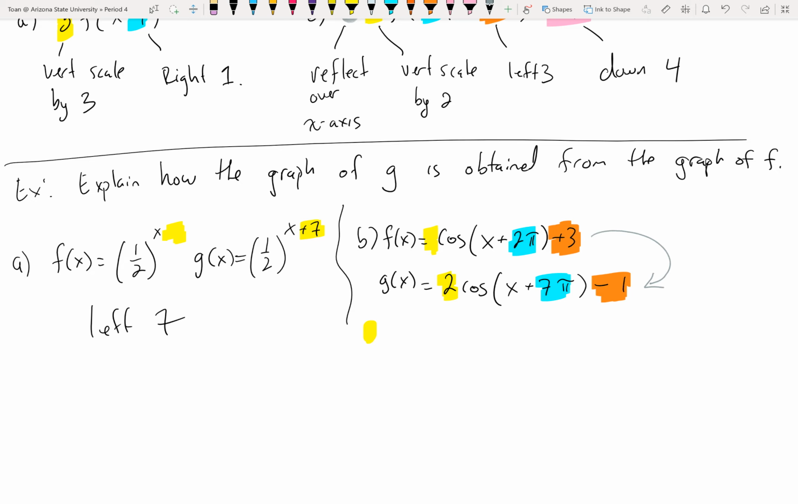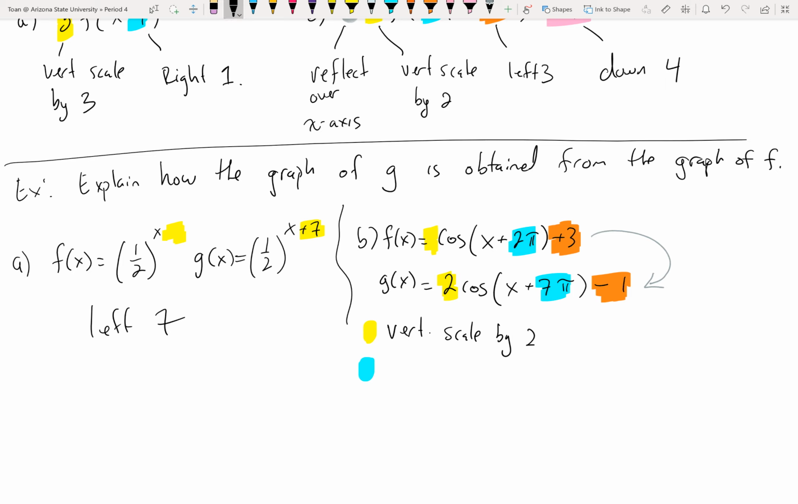You start with 1, you end up with 2 cosine. Mathematically, what did you do? Multiply by 2. Am I doing it to the whole function or directly to the x? Whole function. Multiplying the whole function by 2, you should know, is a vertical scale by 2. Move on to the blue.